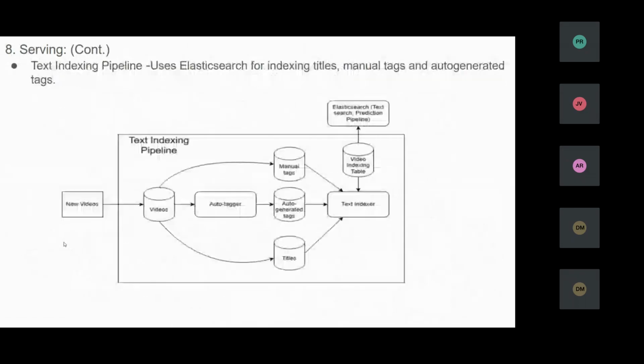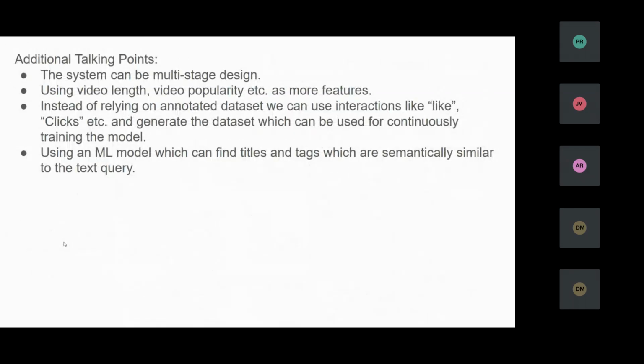So some other additional talking points on the system that we have discussed. The system can be a multi-stage design, which means it can be divided into more different stages. Using video length or video popularity or extras, more features should be used for the video index for online evaluation and giving better results.